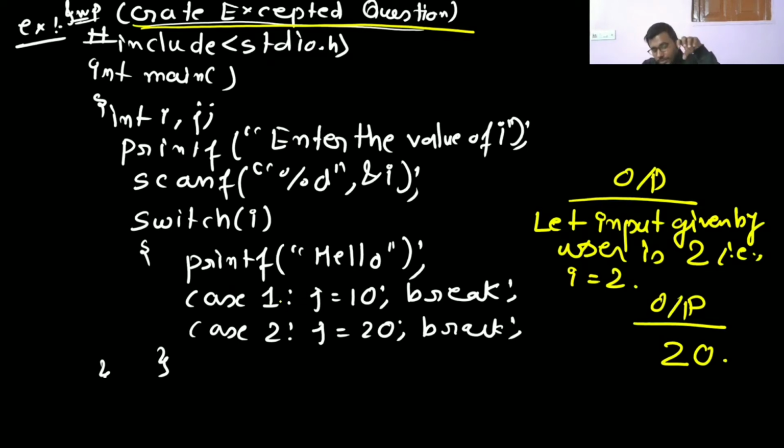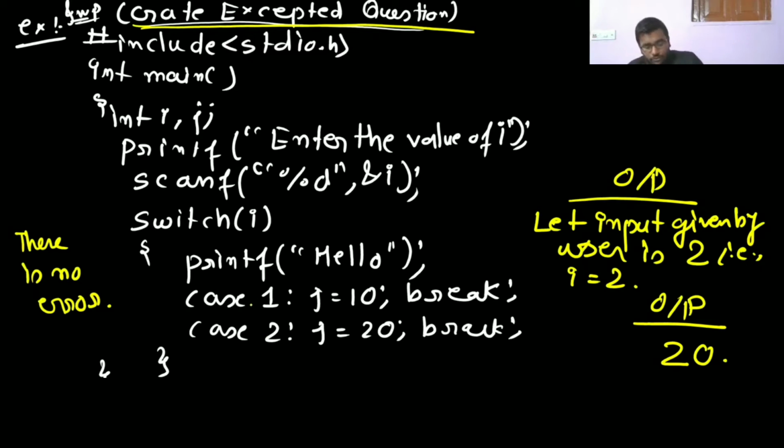Within the cases it will check: the output is 2, meaning I is 2, so it goes to the case. Is there a 2 here? No. Then, is case 2 here? Yes, so there will be no error. I am printing 20. You can try it at home. You will get 20 only. There is no error. The compiler doesn't give any error for that.